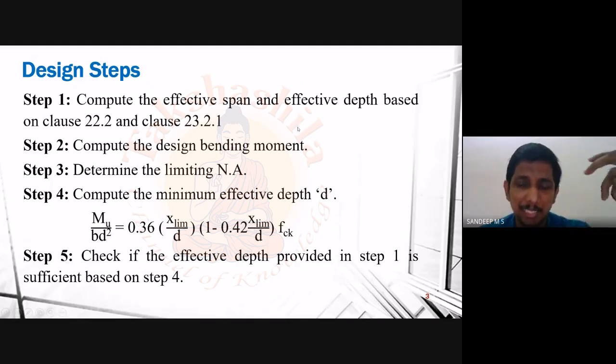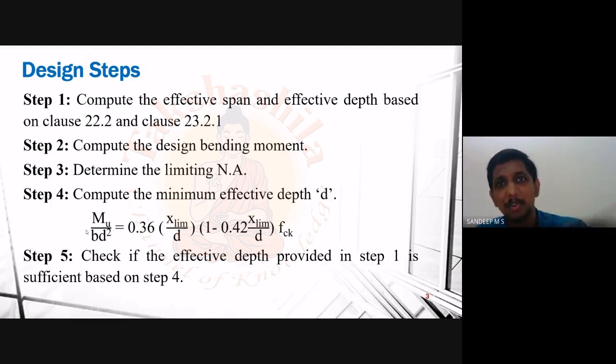So to ensure this, we are again calculating the depth required. Right now we know what is the total moment acting on the structure, so we are just utilizing it. As an engineer, we know that we can permit a maximum of a balanced section.